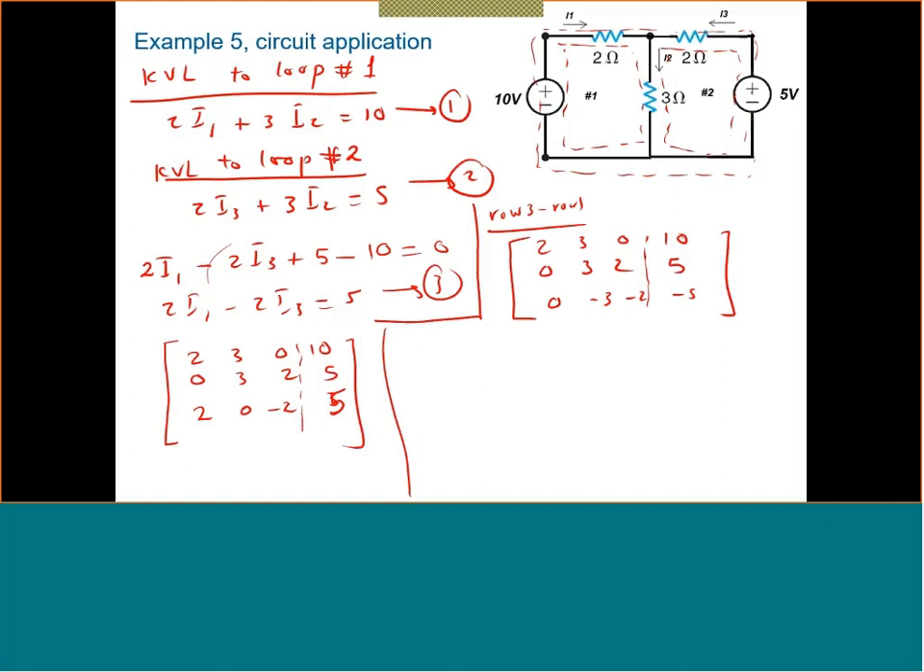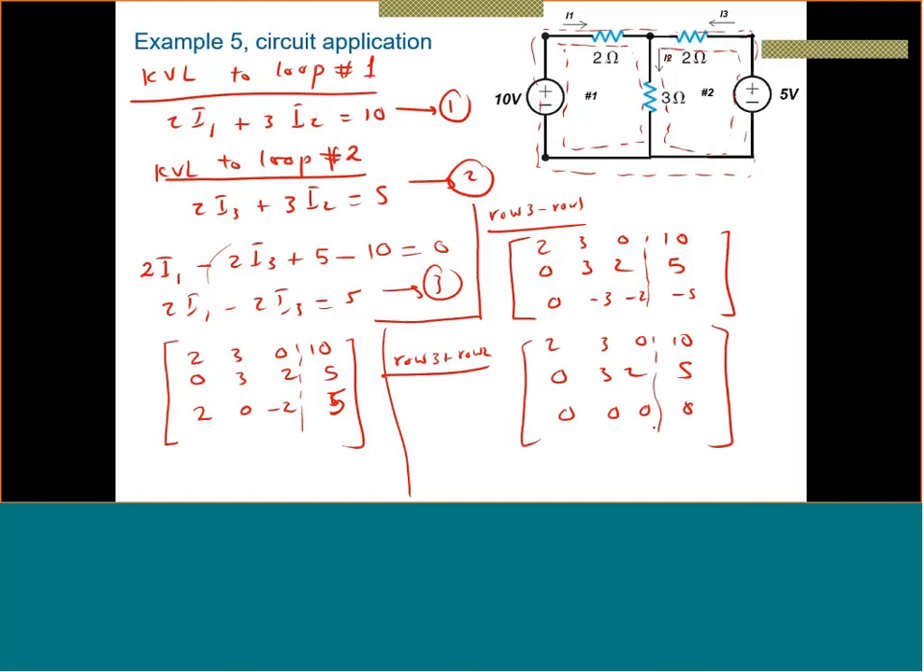Then I will add row 3 plus row 2. If I do this, I will get 2, 3, 0, 10. Second row as it is, 0, 3, 2, 5. If I add these two rows, it becomes 0, 0, 0, and 0. And this is the case where we will have an infinite number of solutions.